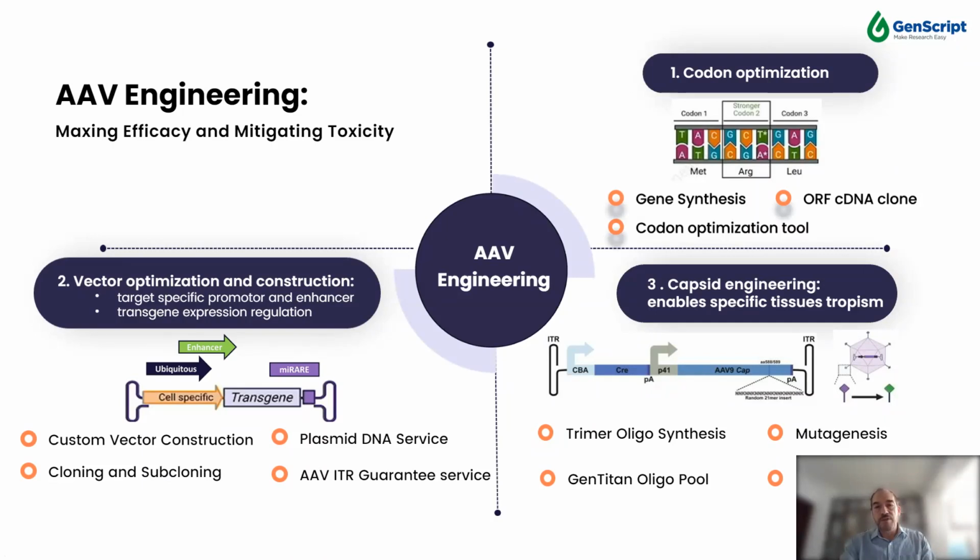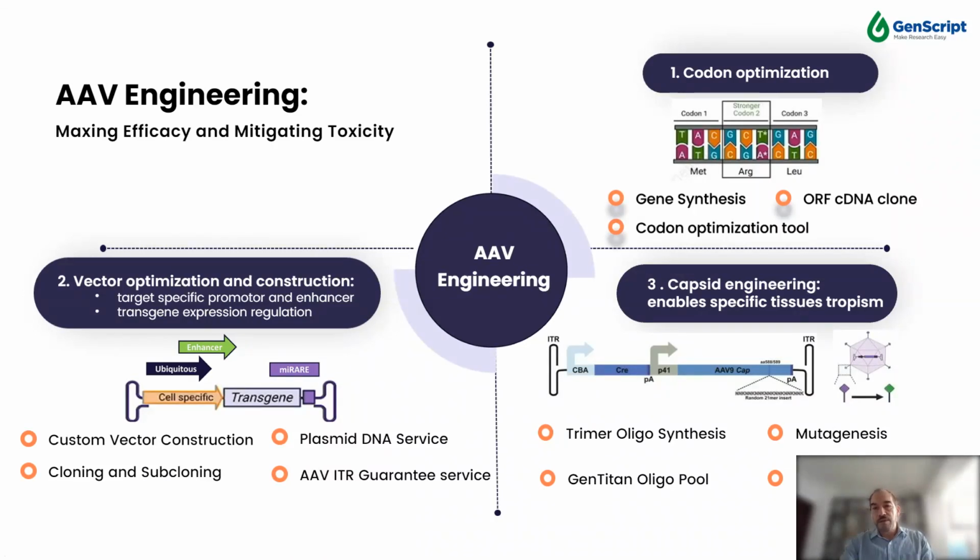We have different versions of different plasmids available for vector construction. We have different parts that are available that you can insert there. We can do all the cloning and subcloning required for that, and we have our AAV ITR guarantee service. We can also optimize the capsid to enable specific tissue tropism, concentration of the virus to specific tissues or type of cells.